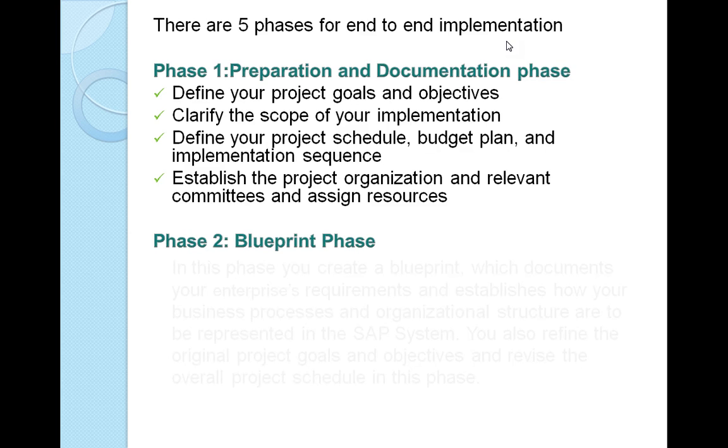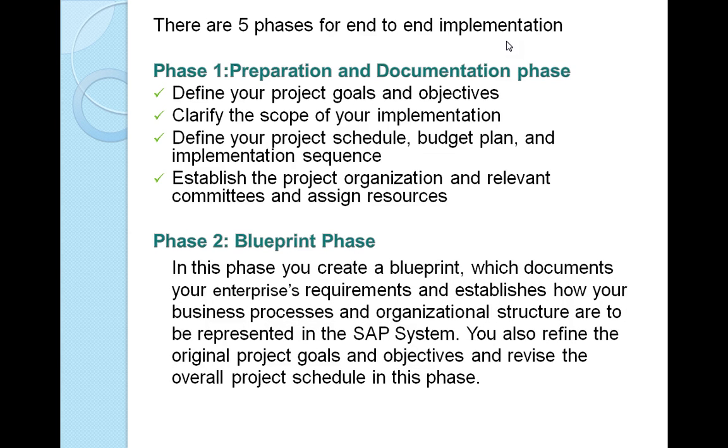And the second phase is the blueprint phase. In this phase, you create a blueprint which documents your enterprise requirements and establishes how your business processes and organization structures are to be represented in the SAP system. You also refine the original project goals and objectives and revise the overall project schedule in this phase. Generally, in the blueprint phase, you can estimate how much time the project will take to complete, and how much it would cost to implement. Everything you can calculate in the blueprint.